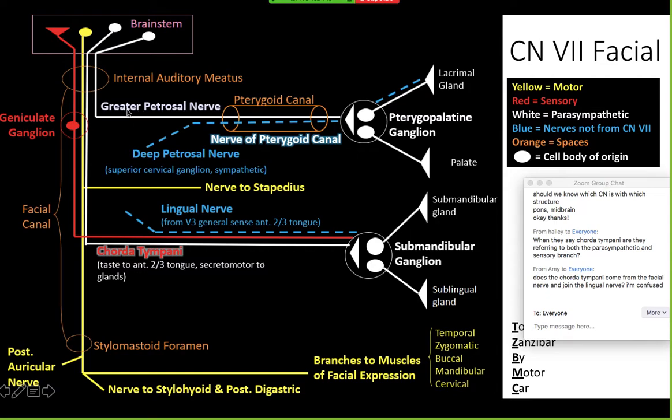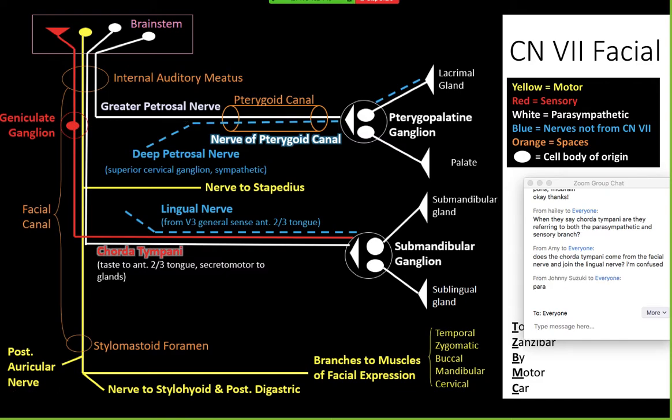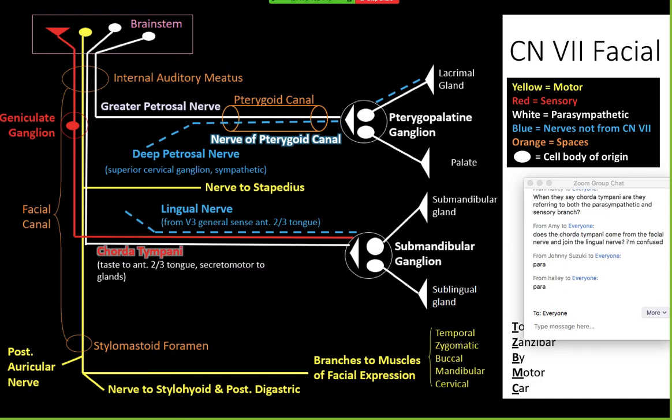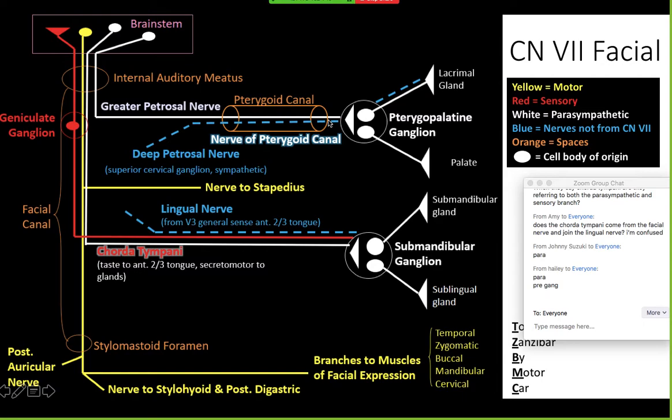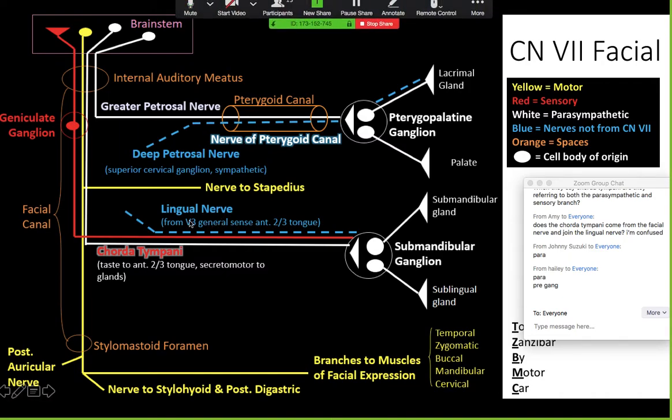So what fiber type is found within the greater petrosal nerve? Right, parasympathetics, and be more specific. Pre or postganglionic? Preganglionic. So preganglionic parasympathetic fibers. That's something they can ask you, what are the fiber types within these named nerves?